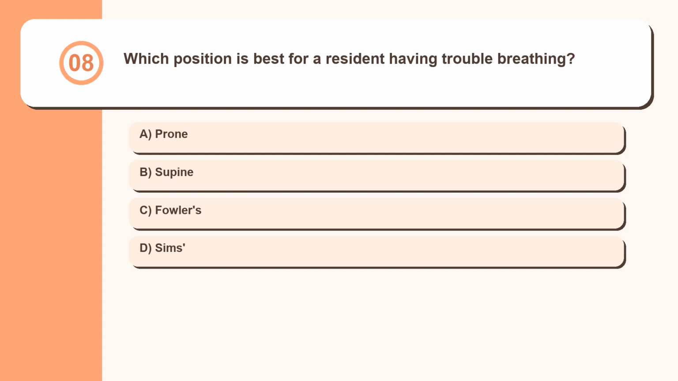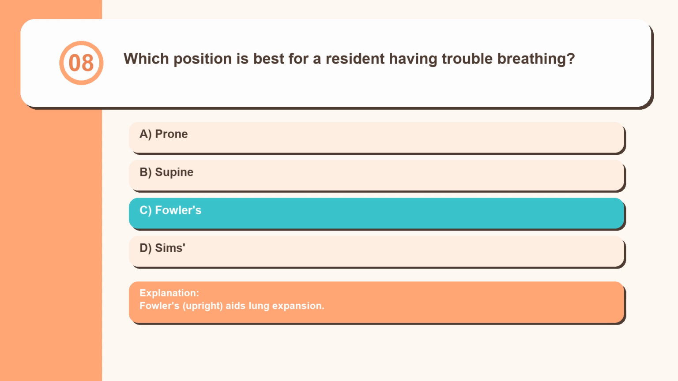Question 8. Which position is best for a resident having trouble breathing? Prone, supine, Fowler's, Sims. Fowler's, upright, aids lung expansion.